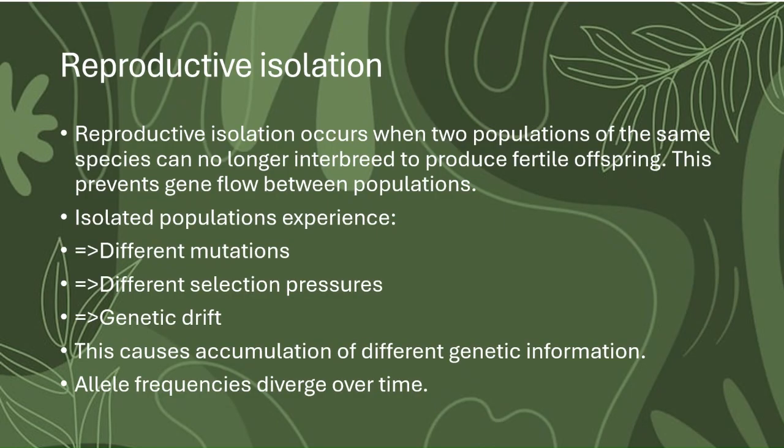So, reproductive isolation occurs when two populations of the same species can no longer interbreed to produce fertile offspring, and this prevents gene flow between populations. So, isolated populations can experience different mutations, different selection pressures, and genetic drift, and this causes the accumulation of different genetic information, such as allele frequencies diverging over time.